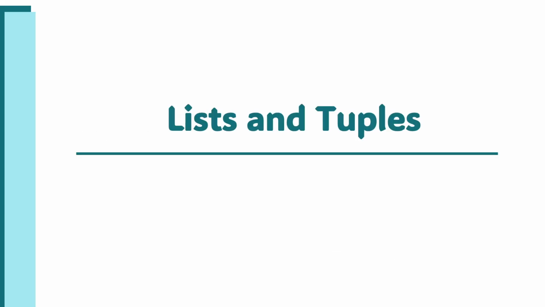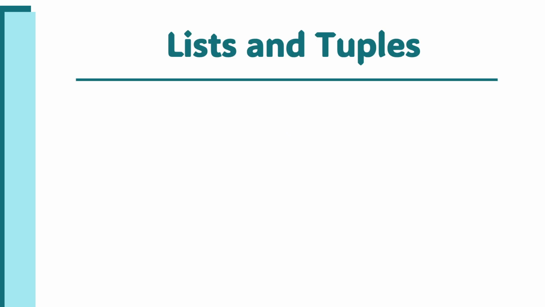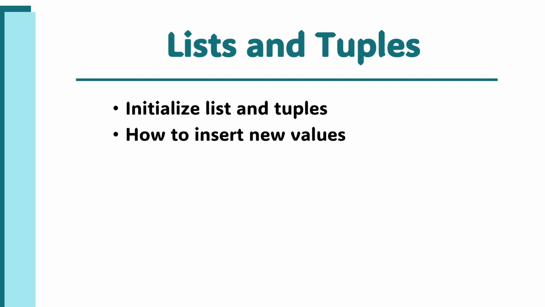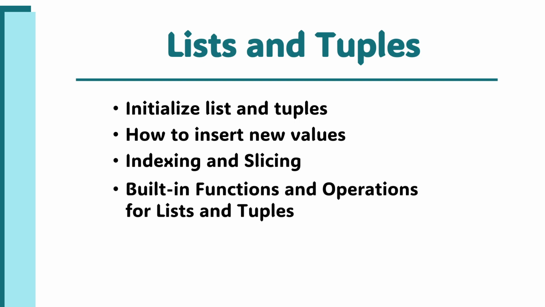The good news is that Python offers a data type that is very helpful in this kind of scenario. And in this video, I will introduce you to the first two complex data types that Python supports, lists and tuples. And these data types allow you to store multiple values or a collection of values in a single variable. I will guide you on how to initialize lists and tuples, demonstrate the process of inserting new values, explain the concepts of indexing and slicing, and introduce you to the built-in functions and operations available for both lists and tuples.